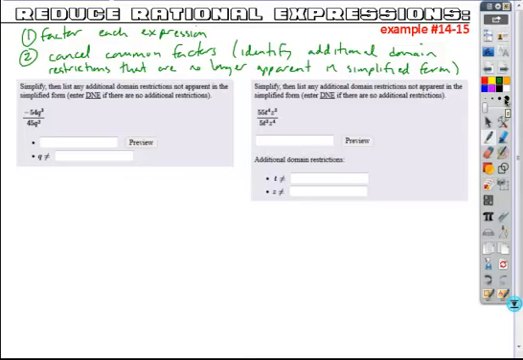Additional domain restrictions that you need to identify are the ones that are no longer apparent in their simplified form, okay? Meaning they represent holes in the graph, not asymptotes. Okay? So the first type of questions that you're going to see involving these are ones where you have monomials in the numerator and denominator. Okay? So you don't have to remove any common factors. You're just looking to cancel factors.